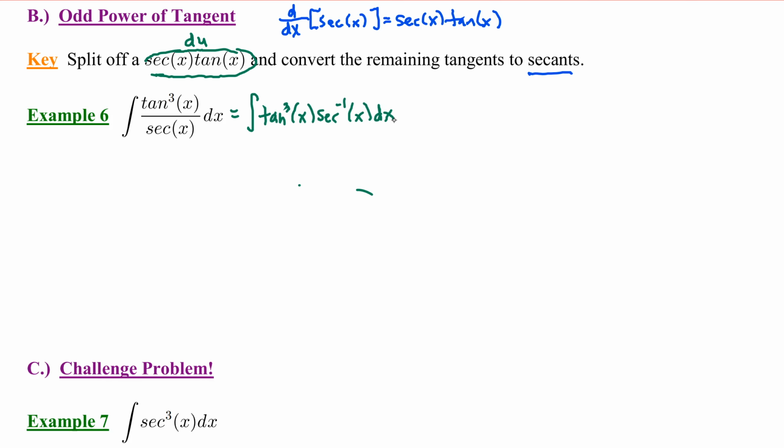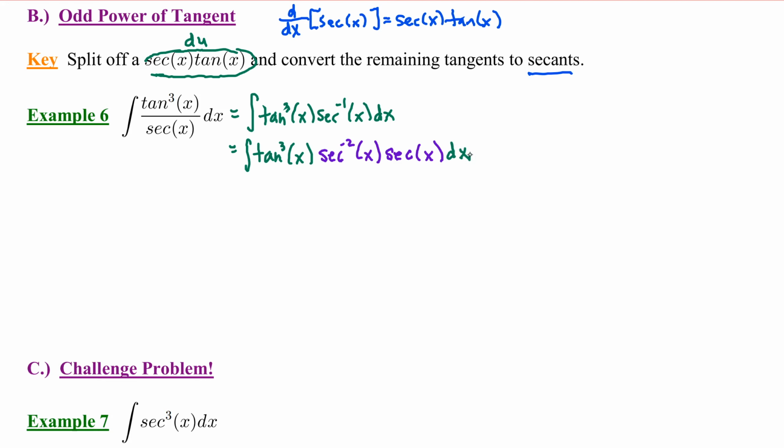Now, if I'm going to let u be secant of x, then I'm going to need that secant of x tangent of x term. So I'm going to rewrite my integrand as tangent cubed of x. Now watch closely here. I'm going to write secant to the negative 2 of x. So I'm changing that factor. Now, I can't just change the exponent to make the problem easier. I have to make sure that the integrand that I'm creating here is equivalent to the integrand in the previous line. And the way to do that is to go ahead and multiply by a secant of x.